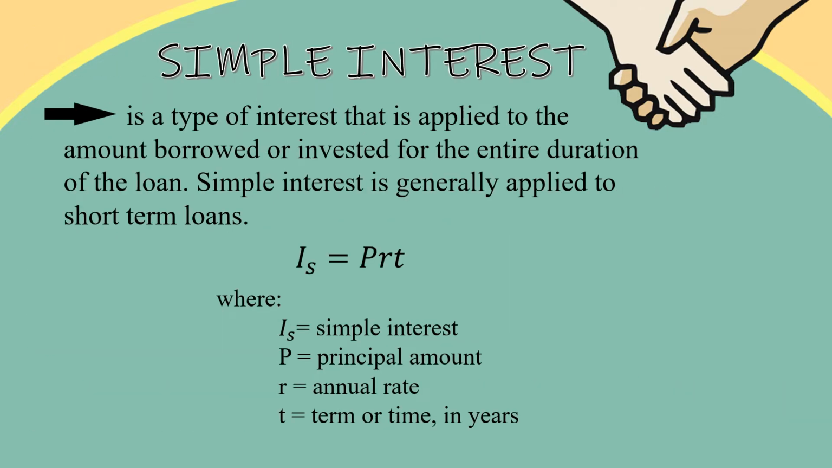So, simple interest. It is a type of interest that is applied to the amount borrowed or invested for the entire duration of the loan. Simple interest is generally applied to short-term loans. So, formula for the simple interest is I is equal to P times R times T, where I is equal to the simple interest, then P, the principal amount, then R, the annual rate, then T, time or term in years.